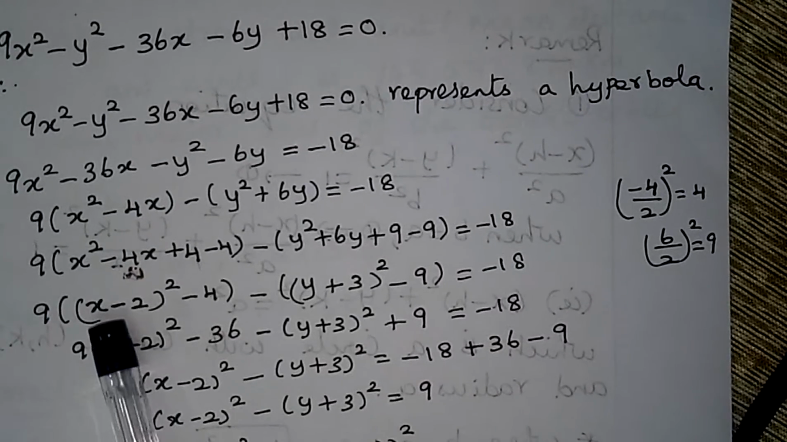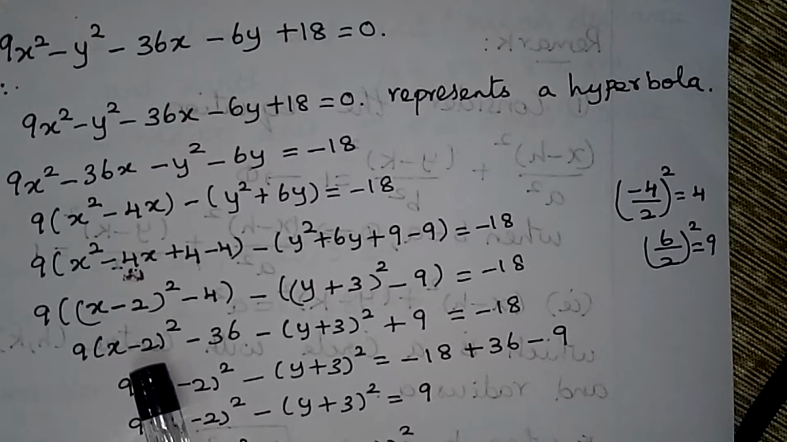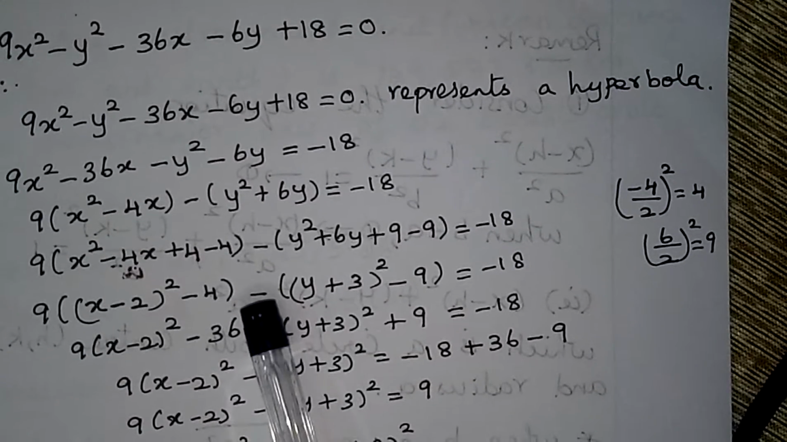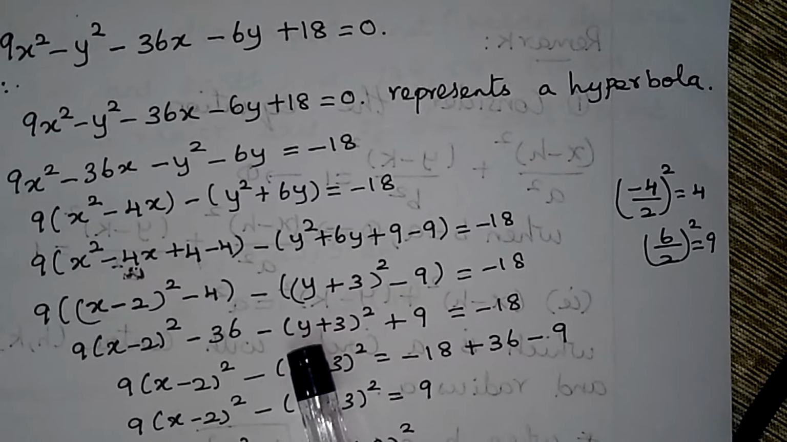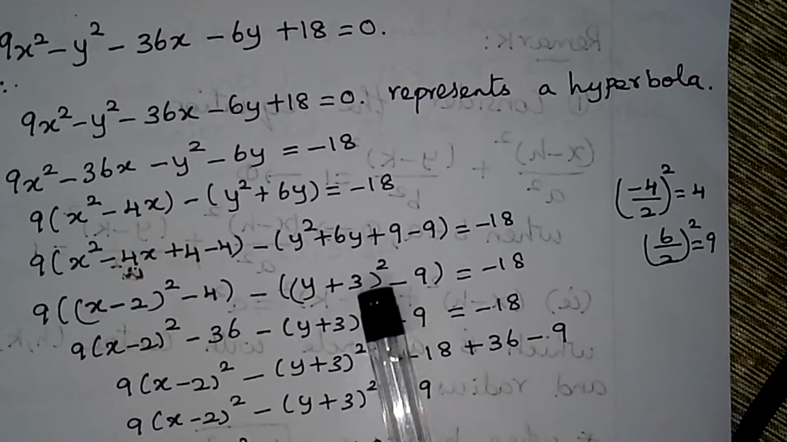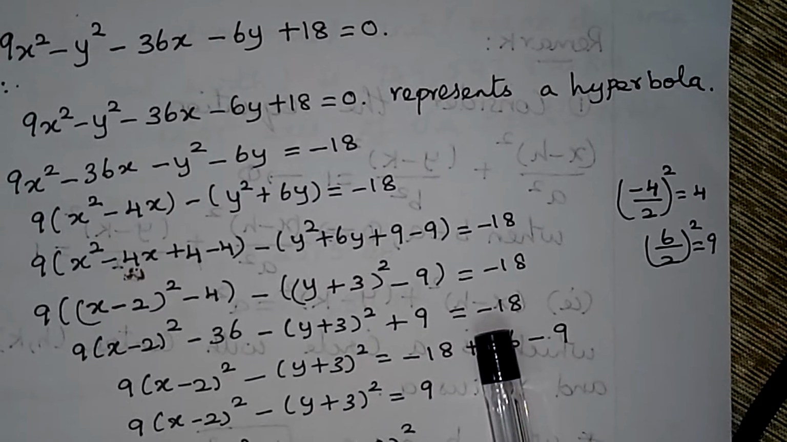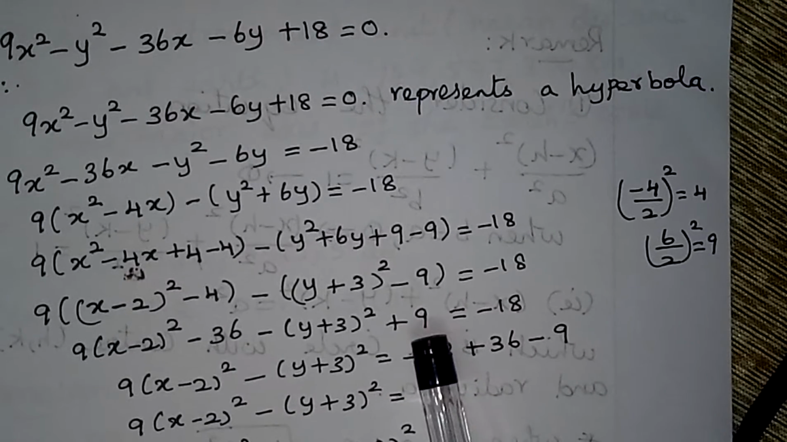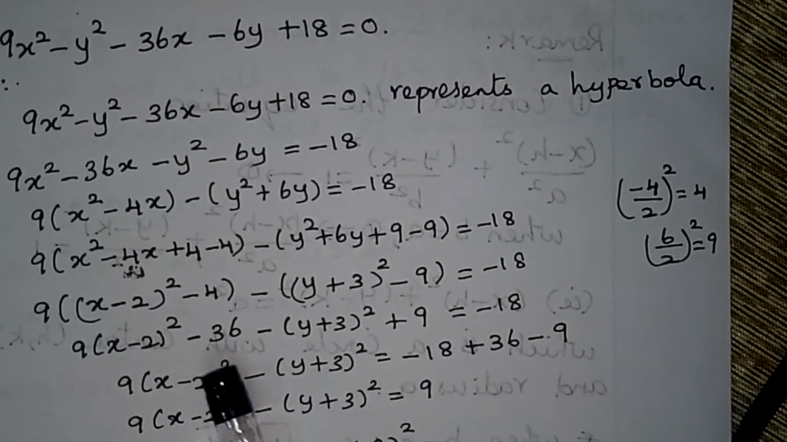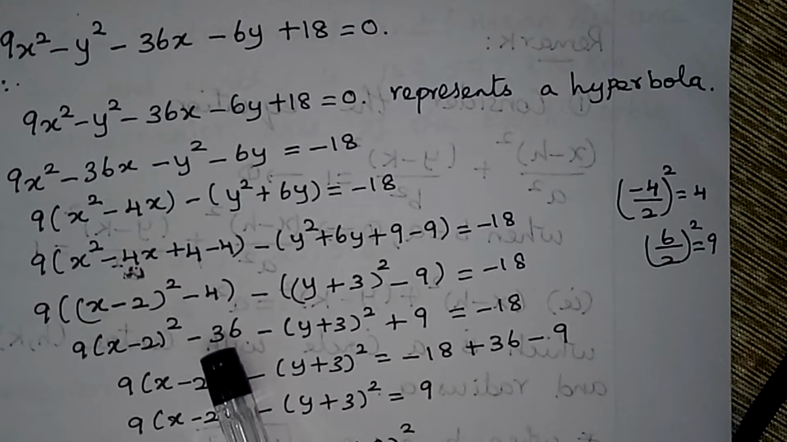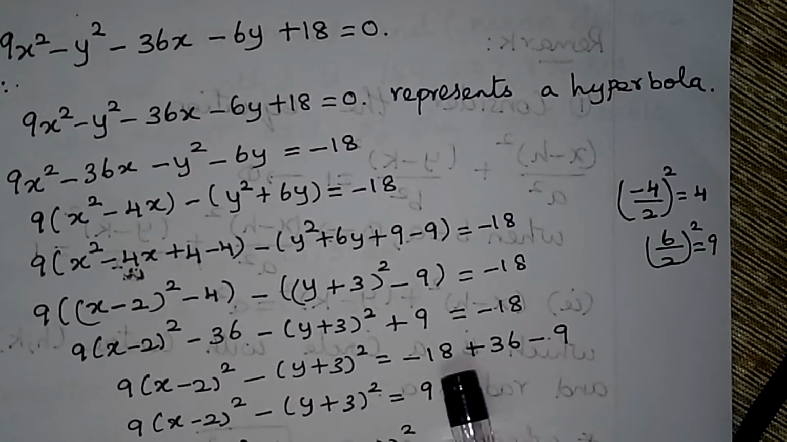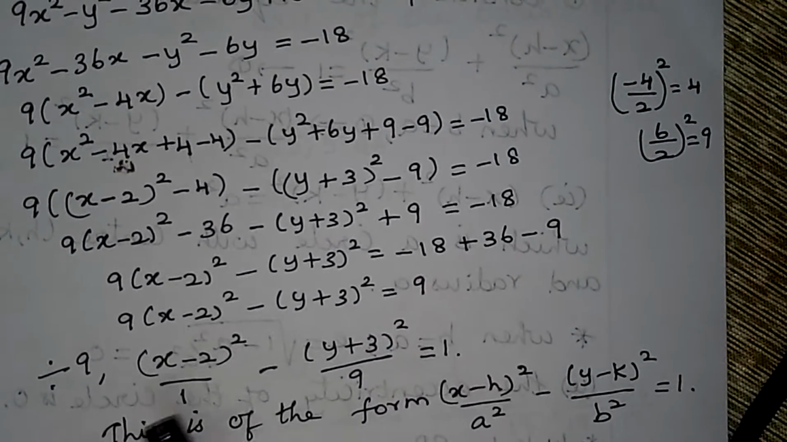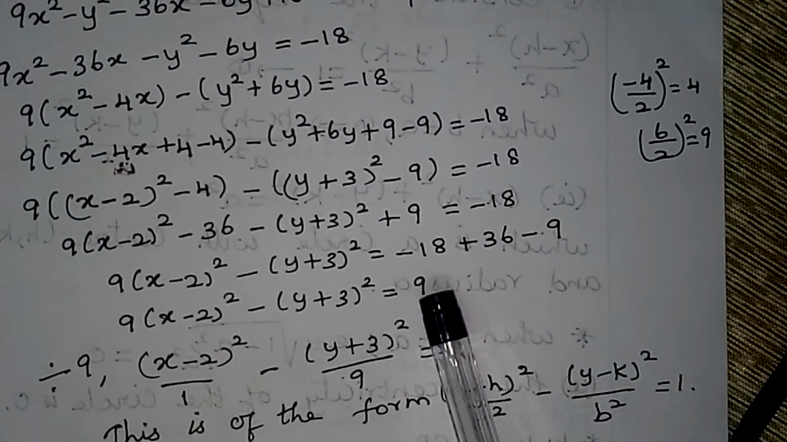Now we can take this 9 inside. It is 9 into x minus 2 the whole square, 9 into minus 4 is minus 36. Now this minus sign you can take inside. Minus of y plus 3 the whole square. Here it will be plus 9 equal to minus 18. So now here you add the constant. Minus 36 plus 9 is minus 27. I am taking it to the next side and simplifying it. So altogether it will become 9. Now you have to divide this by the right hand side value 9.